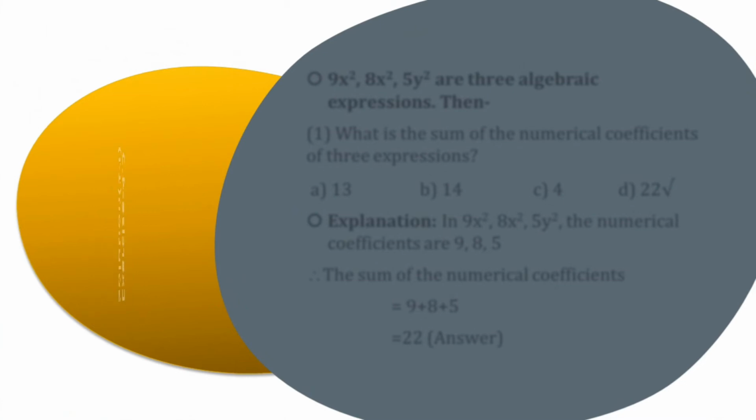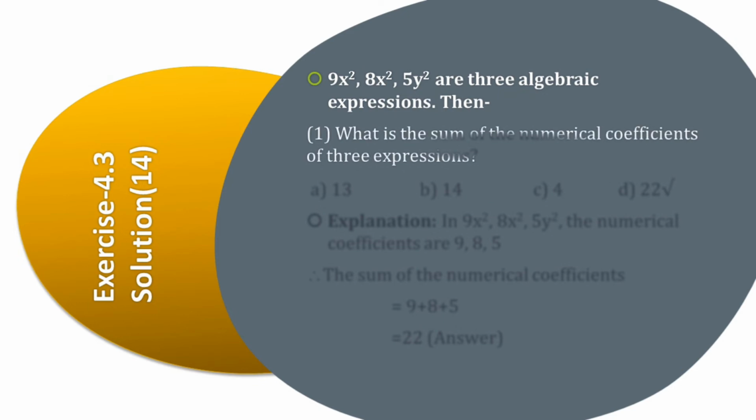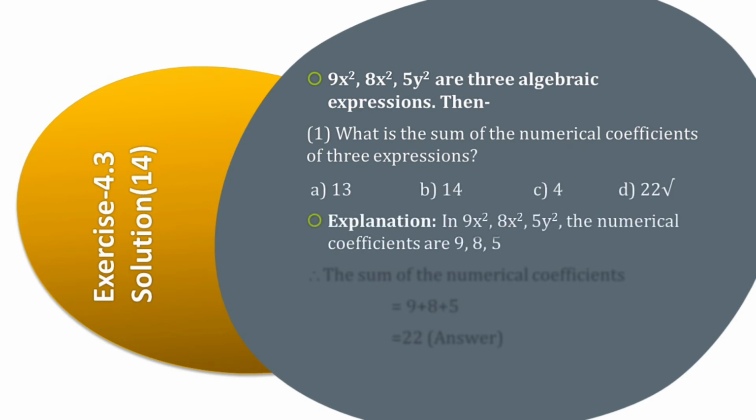Now question number 14. 9x², 8x², 5y² are three algebraic expressions. Then what is the sum of the numerical coefficients of the three expressions? The answer will be, my dear, 22, that is the tick mark. So let us see the explanation, my dear.